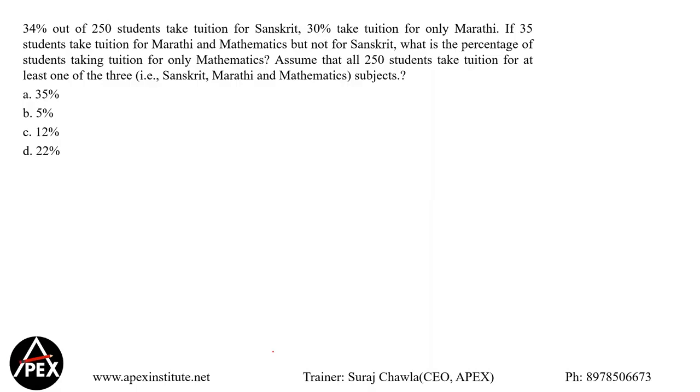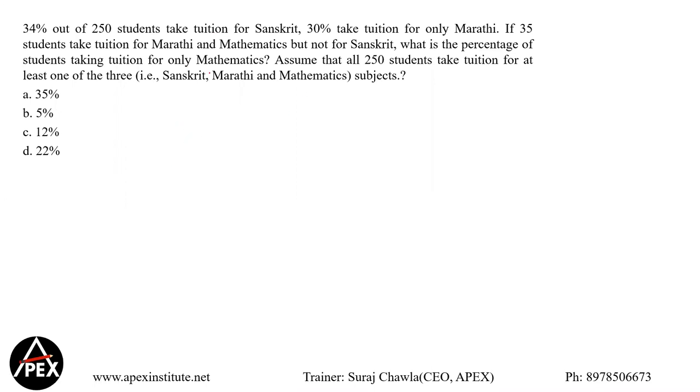Yep. So finally, certain answers here, guys. Let's see this. So what does this question talk about? This question says 34 percent of the 250 people take tuition for Sanskrit. 30% take tuition only for Marathi. So we can understand that this question is coming from a Venn diagram based question.